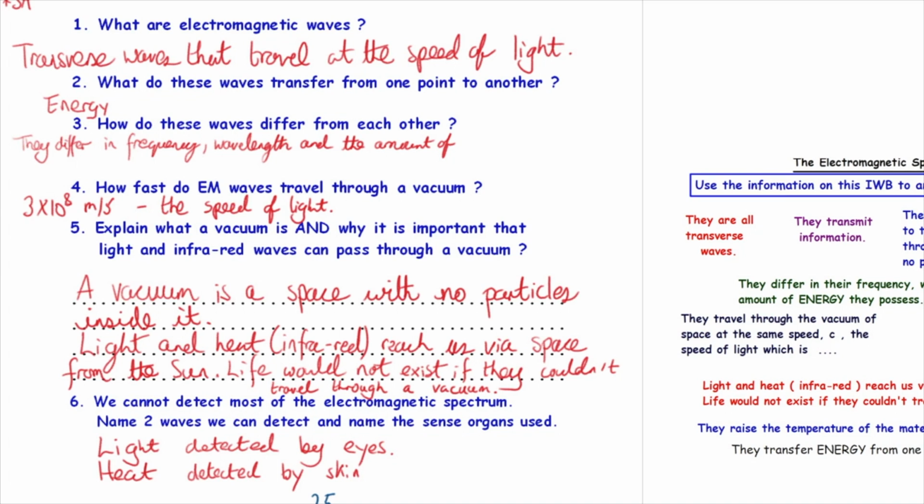What are electromagnetic waves? They're transverse waves as opposed to longitudinal, and they all travel at the speed of light, which is, and I'll add that in, 3 times 10 to the 8 meters per second. Remember, nothing travels faster. That's 300 million meters per second. What do these waves transfer from one point to another? Important point to remember, they all transfer energy. It can be light energy, heat energy, different forms of energy.